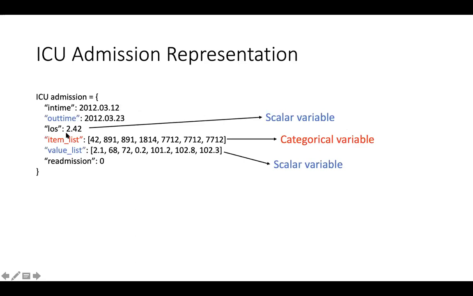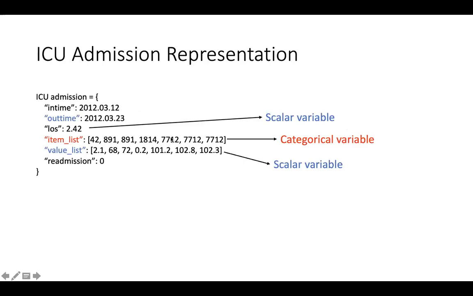But as opposed to that, when you're in the ICU, you take body temperature measures multiple times. I think this is Fahrenheit body temperature. Right. So let's assume that 7712 is body temperature.